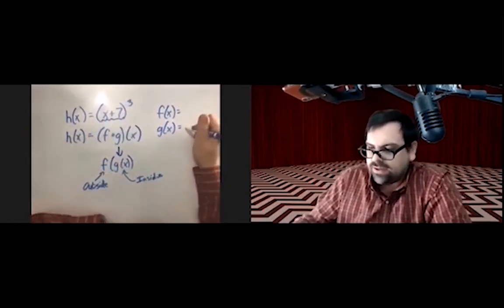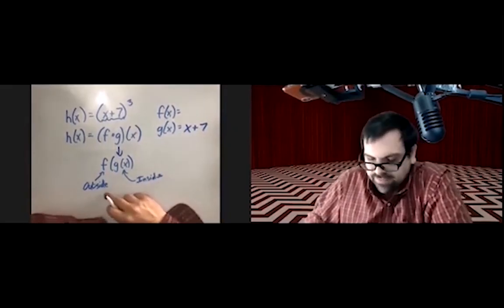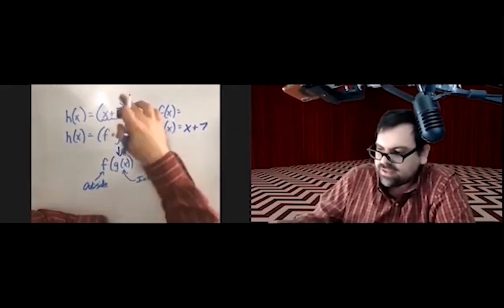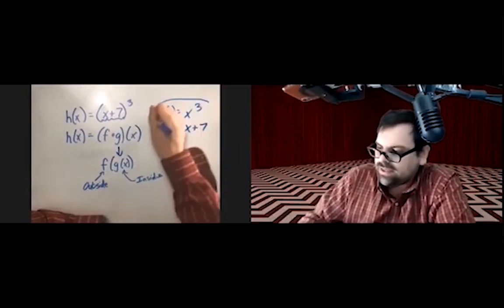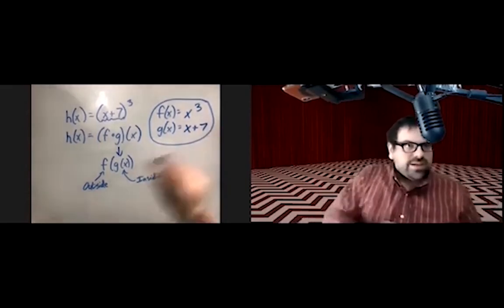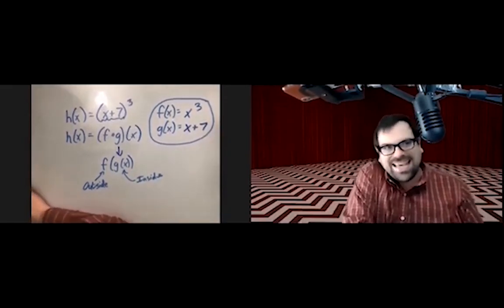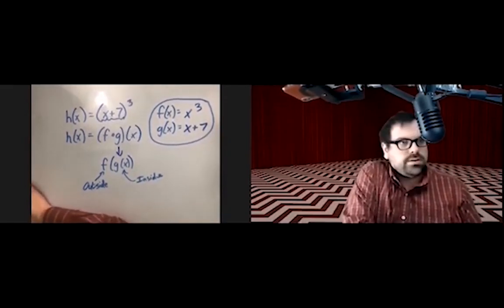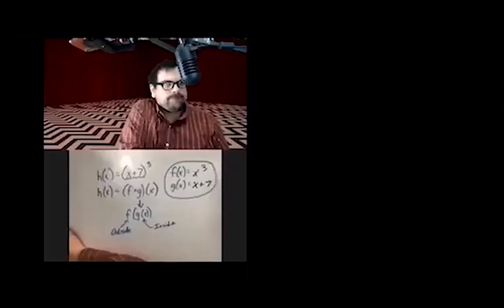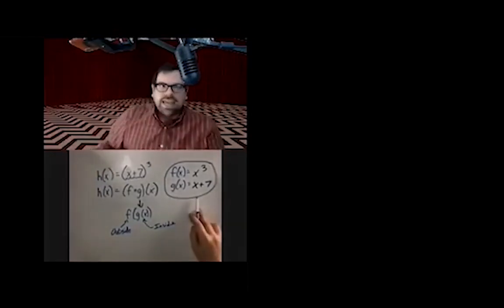Well, the thing on the inside is x plus 7. And what is it on the inside of? It's on the inside of the outside. It's on the inside of x cubed. That's it. That's the thought process. So f of x is x cubed and g of x is x plus 7. x cubed for f, x plus 7 for g. It can't be the other way around.